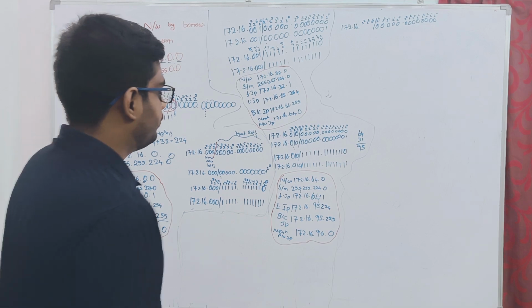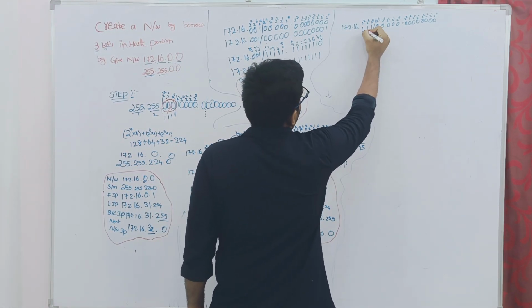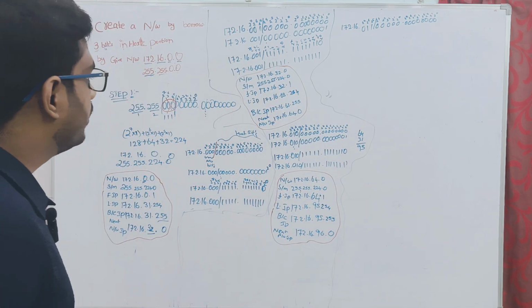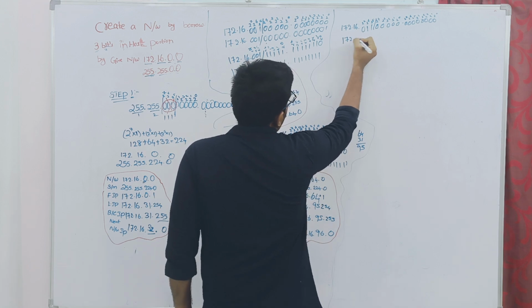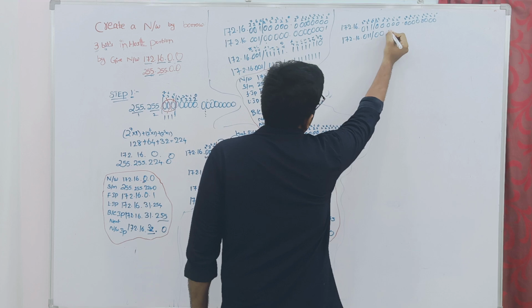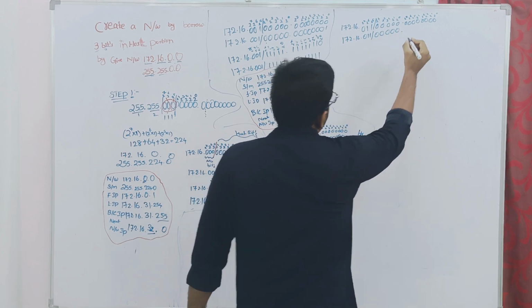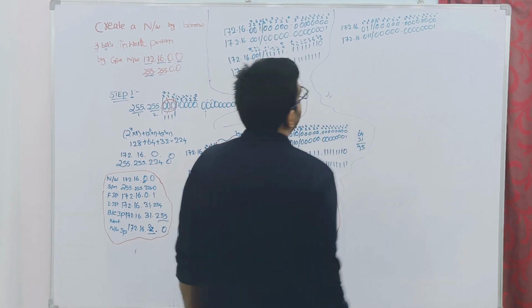So 96 we record. So 64 plus 32, which is 2 power 6, 2 power 5, which is 96. What was the first IP? 172.16.011 slash 0000 dot 00000001 is the first IP.